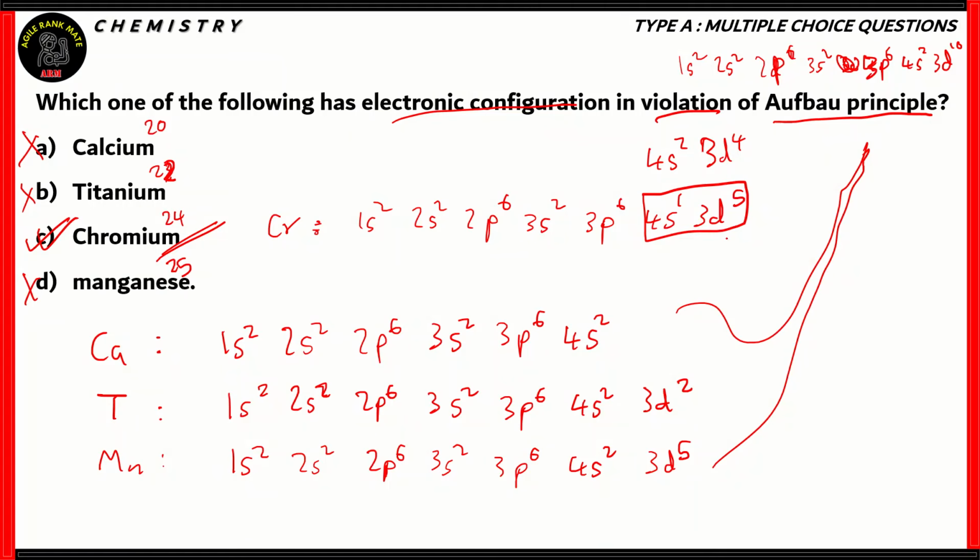Now, why did this happen? This is because of Hund's rule of maximum multiplicity, where half-filled orbitals and fully filled orbitals would have more stability. So therefore, in order to have maximum multiplicity, both the 4s shell and the 3d subshell have half the number of electrons instead of filling the s shell completely. So therefore, this observation makes chromium have an electron configuration which violates the Aufbau principle. So chromium, option C, is the correct option.